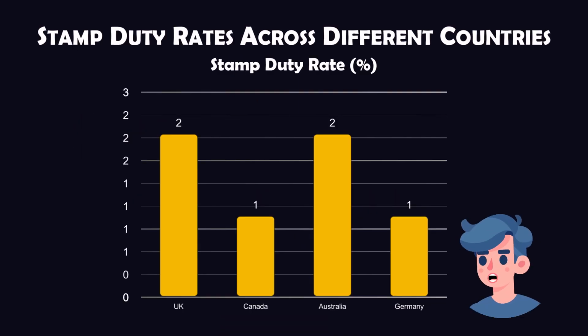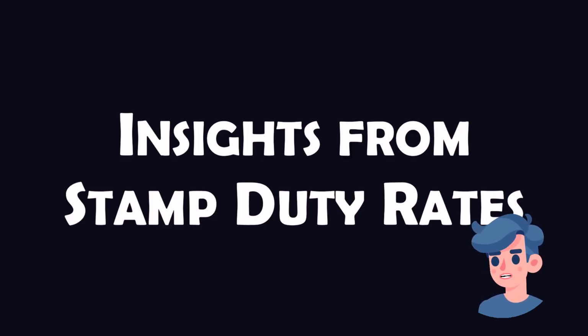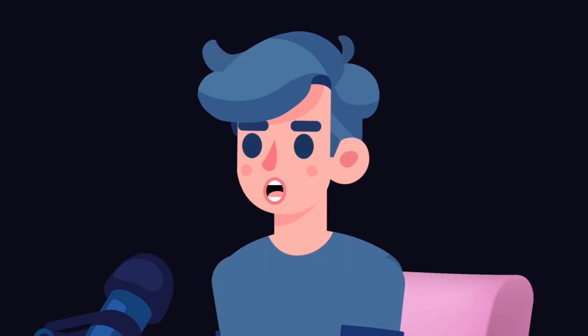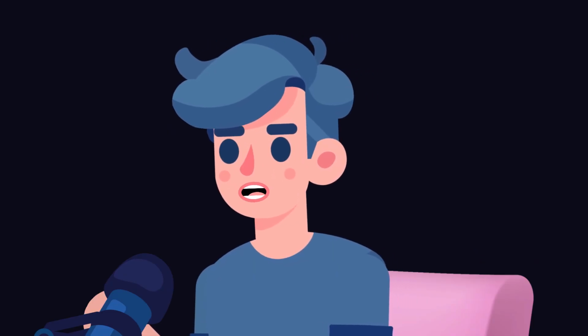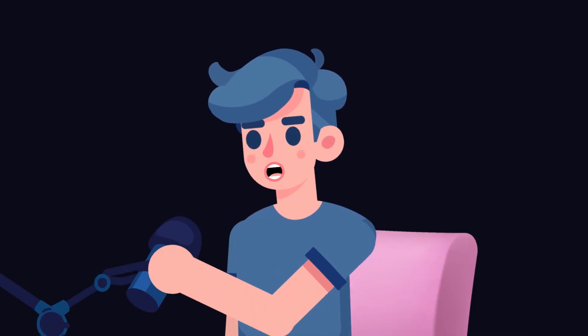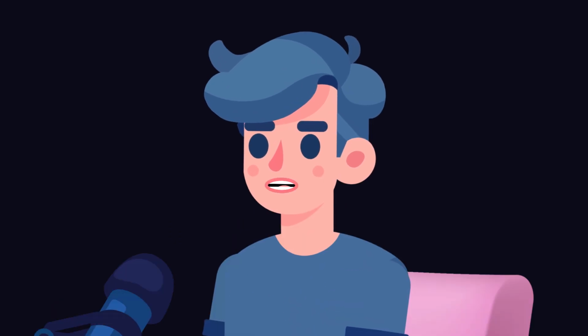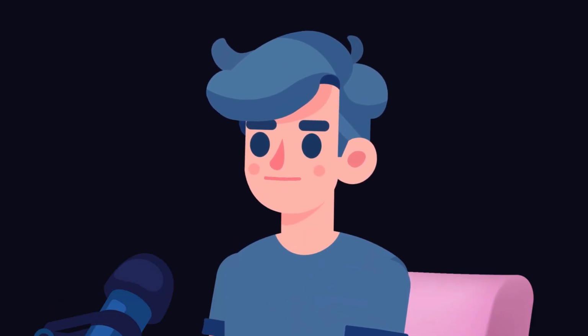Next, let's examine average stamp duty rates across different countries. For this comparison, we'll use data from the UK, Canada, Australia, and Germany. UK and Australia lead with a 2% stamp duty, while Germany has the lowest rate at 1.2%. These rates can add up to significant amounts, depending on the value of the property transactions.